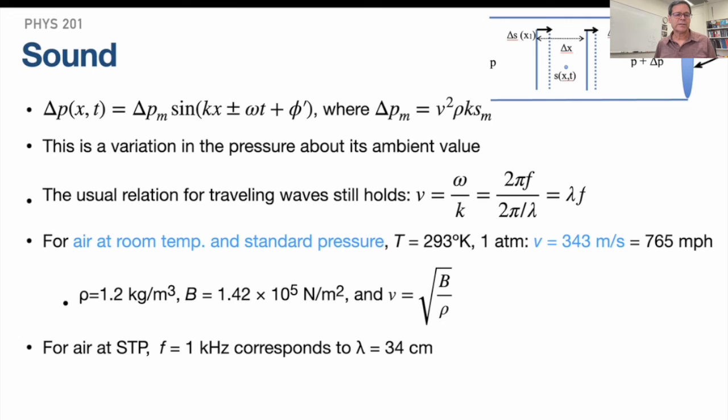And finally, just to illustrate this relation between the speed and the wavelength and frequency, if we're again at standard temperature and pressure, and we have a sound with a frequency of 1 kilohertz, which is in the normal hearing range of humans, that corresponds to a wavelength of this longitudinal pressure wave of 34 centimeters.